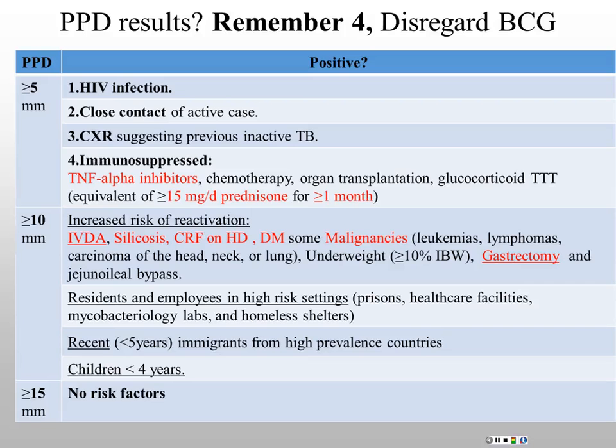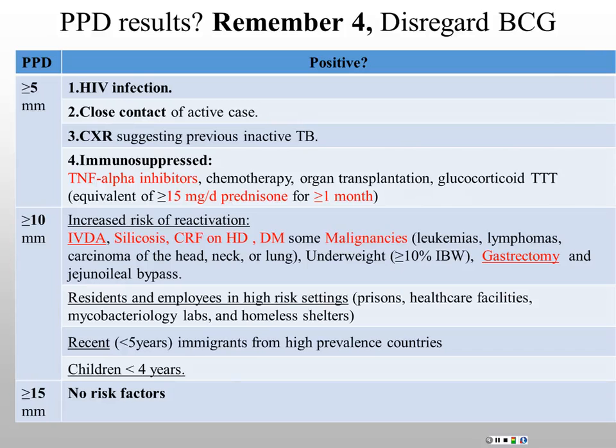You have to remember these four indications here for a positive PPD test above 5. So the PPD test is positive depending on the number of millimeters of induration, based on the population you are doing the test in. So if you have more than 5 millimeters, it will qualify you for a positive test in HIV infection, close contact with an active case, chest X-ray which is suggestive of tuberculosis, or if you are immunosuppressed. So remember these 4 indications, because in the internal medicine board, they will give you a number of 5 millimeters or 15 or 10, and they want you to know, is it a positive test or should you just ignore it, which is negative.